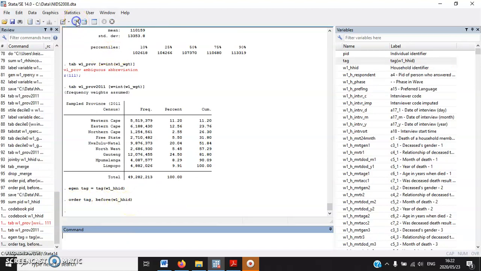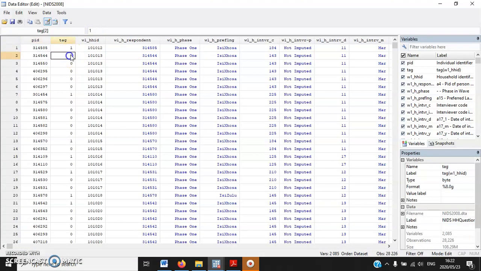So we open the actual data. Now this is exactly my explanation. For the first household, there's only 1 member, a 1 person household. So tag equals 1 for the first or the only member. Second household, unique household ID 101013, only the first person is allocated, tag equals 1. The rest, 0. Next one. Again, 1, the rest, 0.